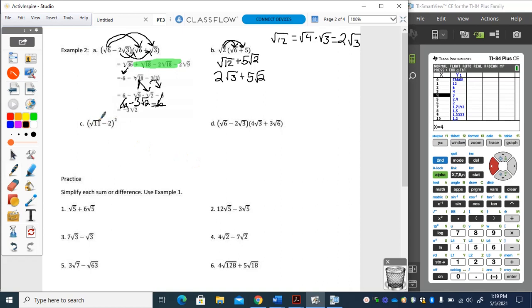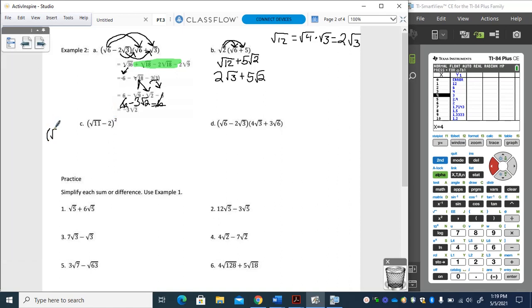C, we have the square root of 11 minus 2, squared. The first thing we want to do, of course, because it's squared, is write it out twice. So we have the square root of 11 minus 2 times the square root of 11 minus 2. First, the square root of 11 times the square root of 11, which is the square root of 121. Then the square root of 11 times negative 2 gets us negative 2 square root 11. We have another negative 2 square root 11. And negative 2 times negative 2 gets us a positive 4.